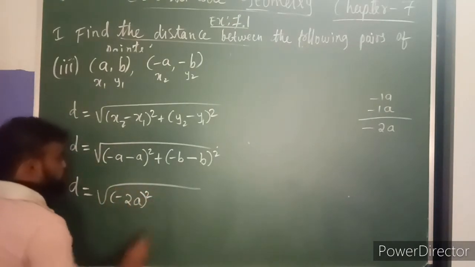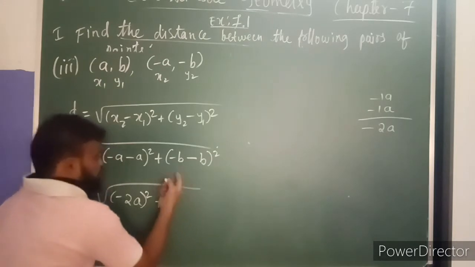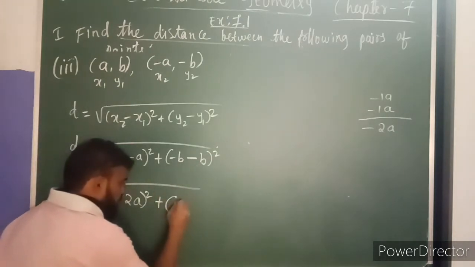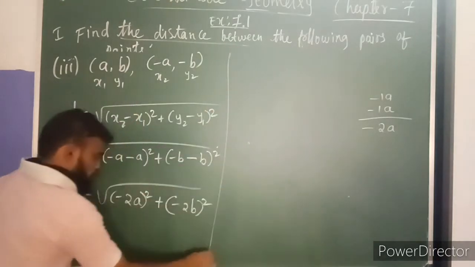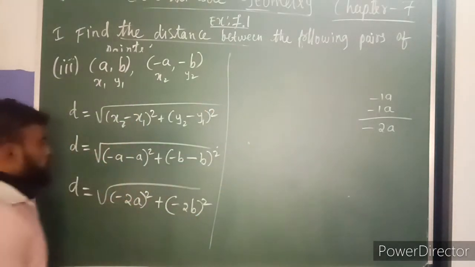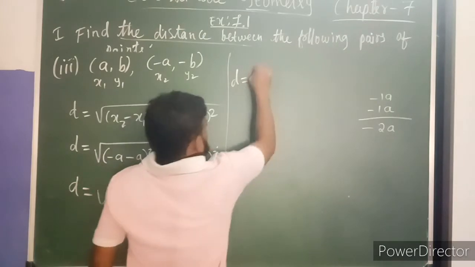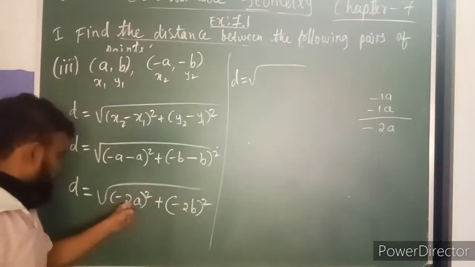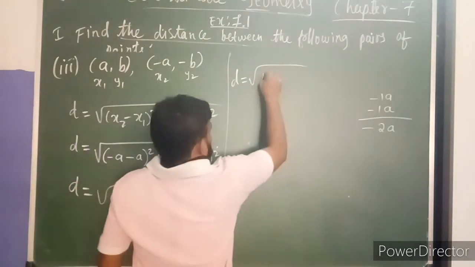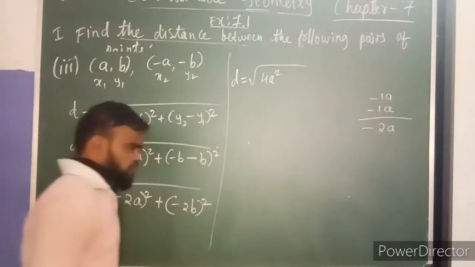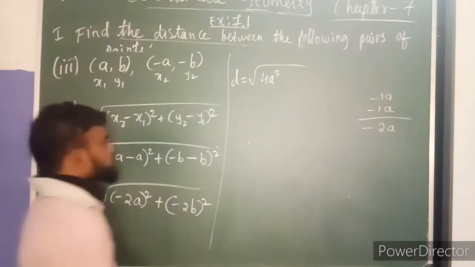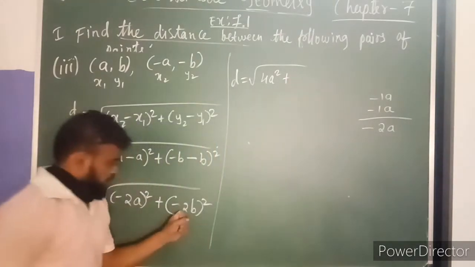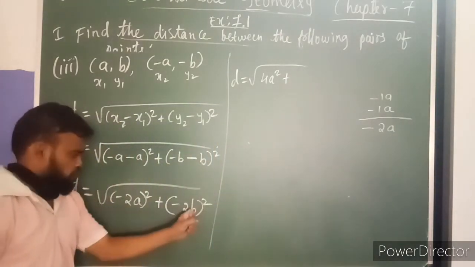Minus 2a whole square, plus minus b minus 2b whole square. Understood? After that, 2 square is 4. Again, b is equal to under root minus 2 whole square is 4a square. Correct? 2 square is 4 and a square is a square. Plus, similarly, minus 2 square is 4 only, 4 again b square.